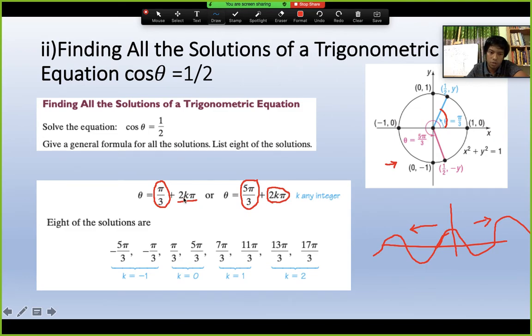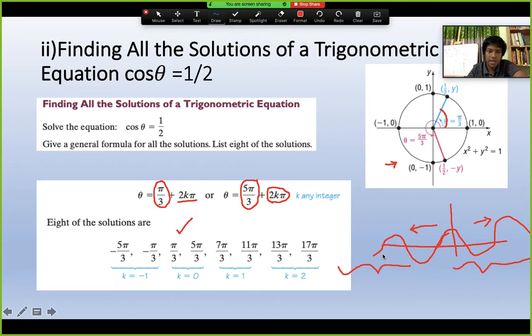If you put k equal to 0, you get pi by 3 only, and 5 pi by 3 only, these two values. If we put k equal to minus 1, we can do the calculation and we will get one value, and another value for the second line. So two values here. If we put 3, we will get 2 more values. If we put 4, we will get 2 more values. This way it will continue.